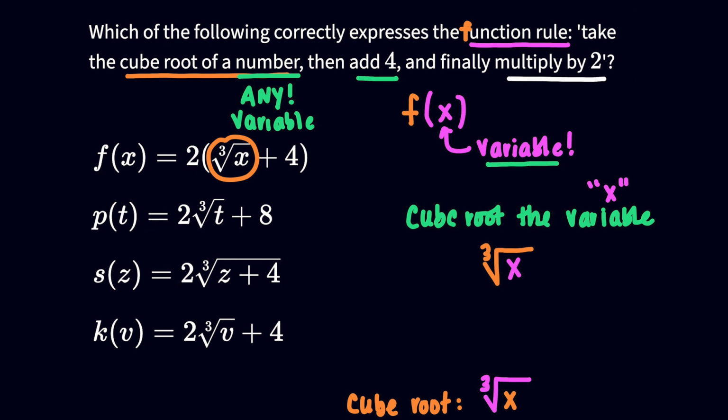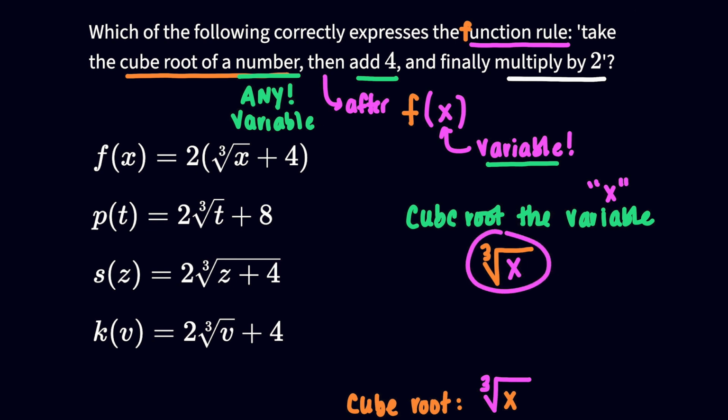In this case, it has the cube root of X. So that's good. Here is the cube root of T. So cube root the variable. Here we also have a cube root of Z, the variable. So we'll keep that one in there. And then we have the cube root of V, the variable. So for right now, I can't really get rid of any answer choices. So we move on.